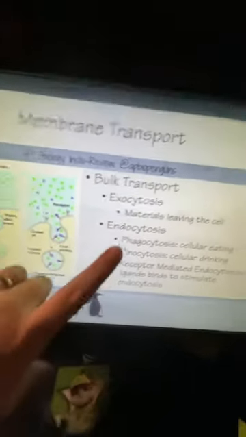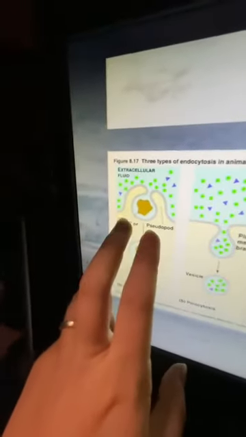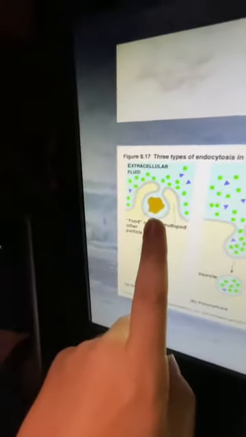Versus endocytosis is when we enter the cell. Things are going to come in. There are 3 different examples of this. The first type is called phagocytosis, which is cellular eating. You have these little pseudopods that extend out and surround that food substance. When that comes in, it makes a little food vacuole that then fuses with your lysosome in order to digest it. That's phagocytosis.